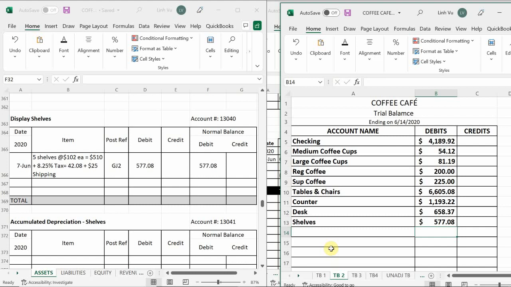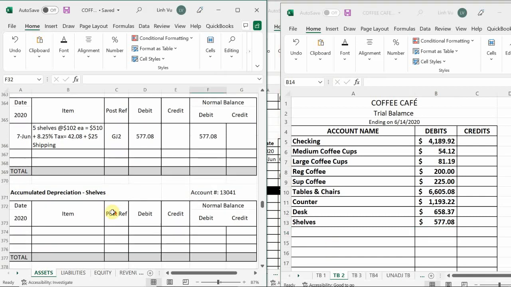And we're going to insert our extra items in there as we go through each account in the next trial balance. But right now, I'm going to keep typing in what I see on my trial balance, and then in the next trial balance I'll show you an easy shortcut so you don't have to type in all these numbers once again. Okay? So in this case, we got the shelves for $577.08.